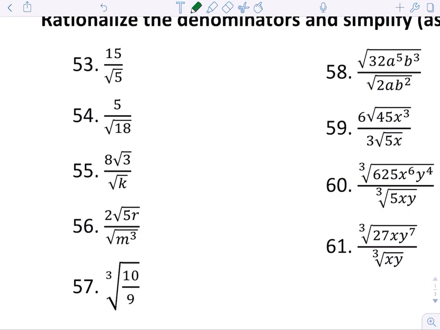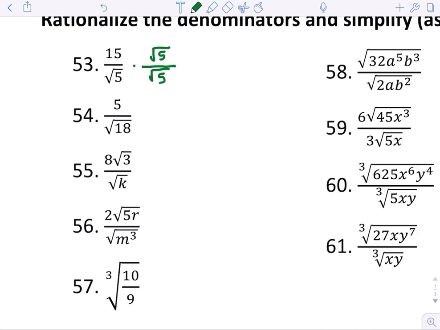Guys, here is rationalizing the denominator and simplifying. Okay, so we first have this 53 problem, which means that we have to multiply top and bottom by the square root of 5. Now you must be asking why.